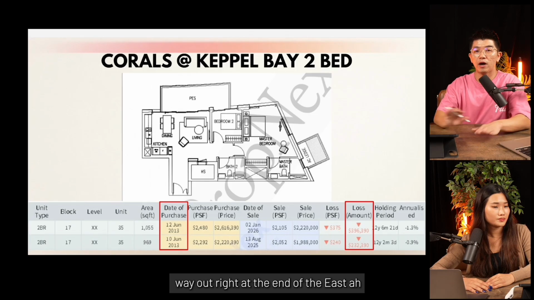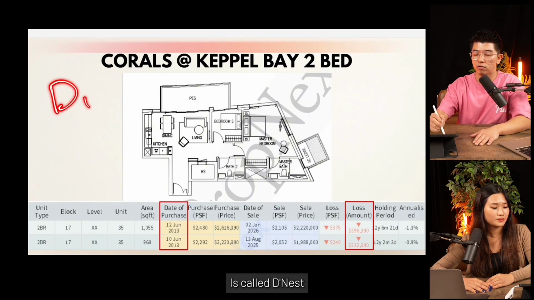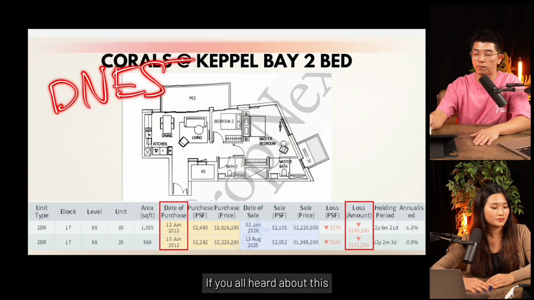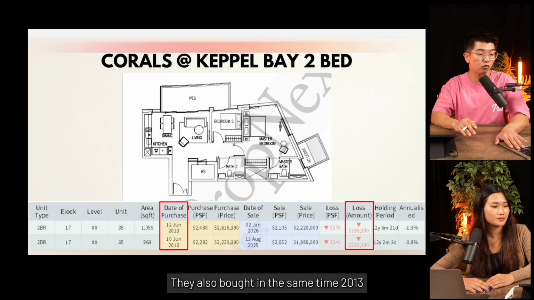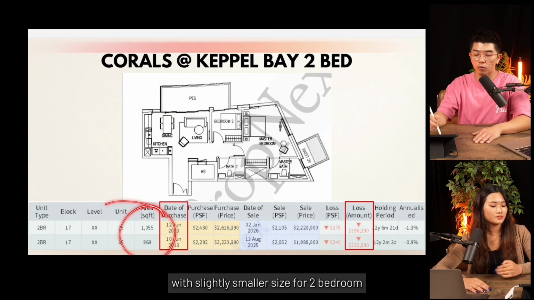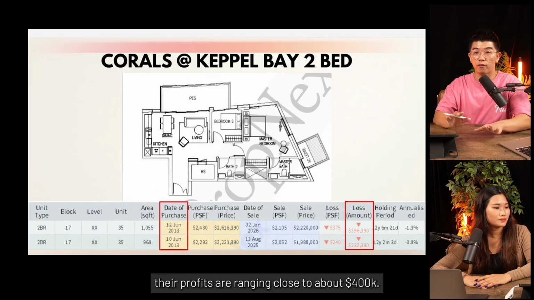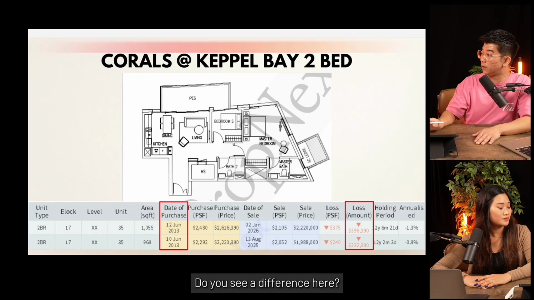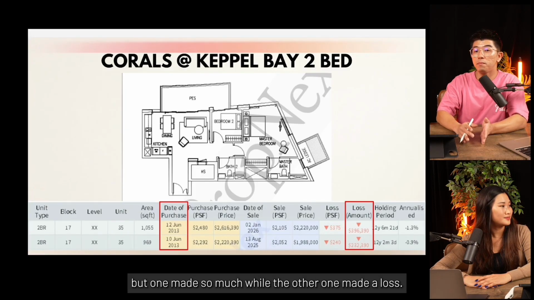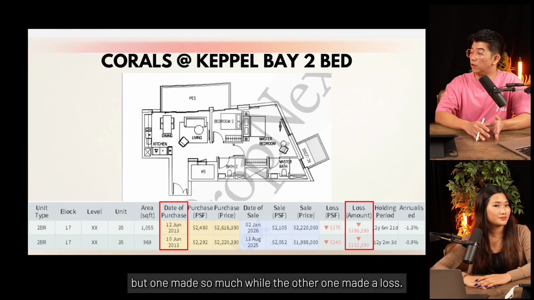But that being said, in 2013 there is also another development in Pasir Ris, way out right at the end of the east, called Dines. If you have heard about this, if you go and look at Dines, that also bought at the same time in 2013, with a slightly smaller size for a 2-bedroom, their profits are close to about 400,000. Do you see a difference here? They bought at the same time, but one made so much, while the other one made a loss.